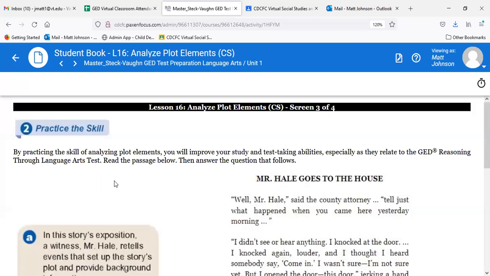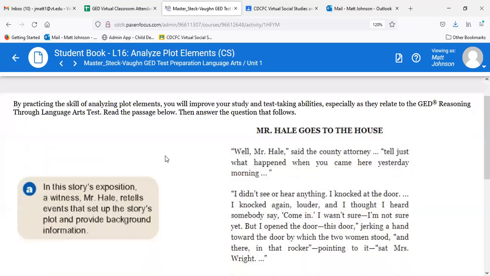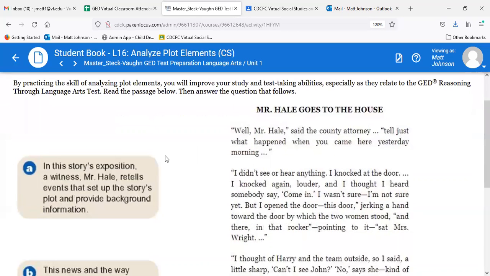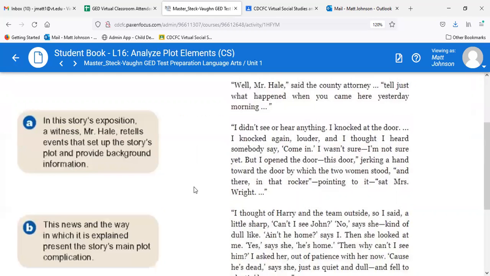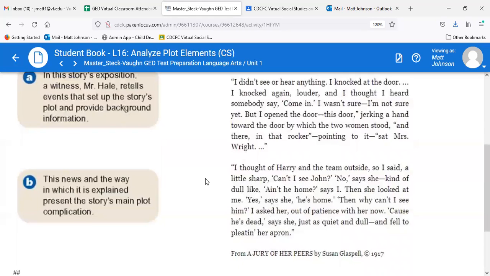So Mr. Hale goes to the house. This says, "Well, Mr. Hale," said the county attorney, "tell just what happened when you came here yesterday morning." "I didn't see or hear anything. I knocked at the door. I knocked again, louder, and I thought I heard somebody say, 'Come in.' I wasn't sure. I'm not sure yet, but I opened the door, this door," jerking a hand toward the door by which the two women stood. "And there, in that rocker," pointing to it, "sat Mrs. Wright. I thought of Harry and the team outside, so I said, a little sharp, 'Can't I see John?'